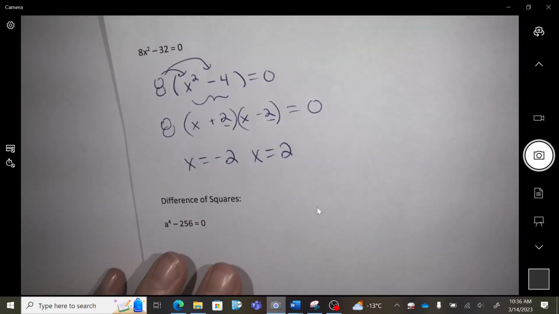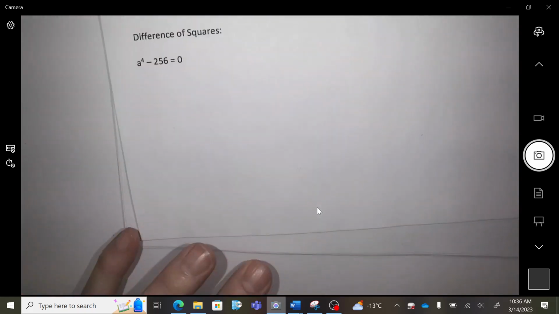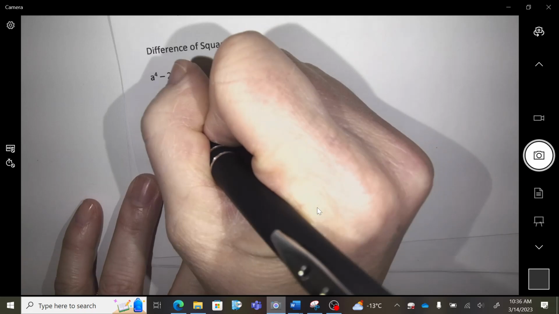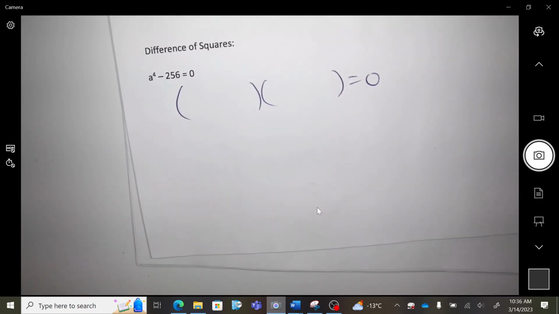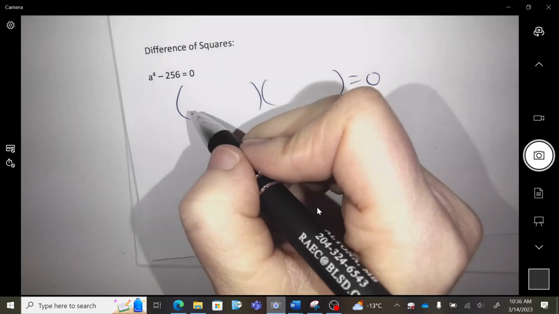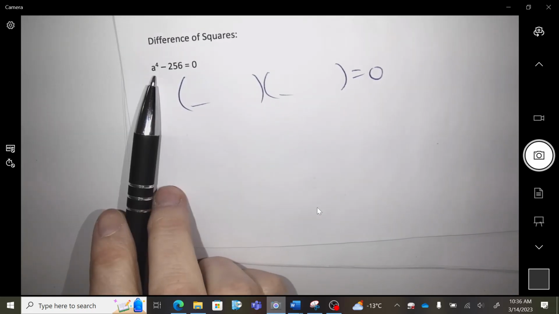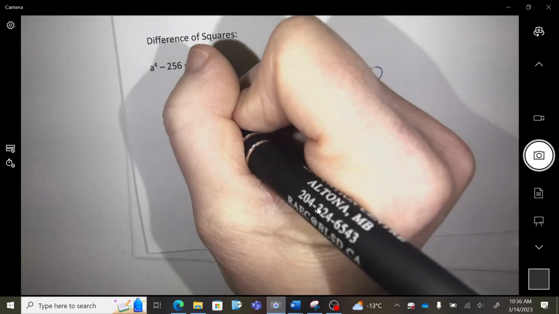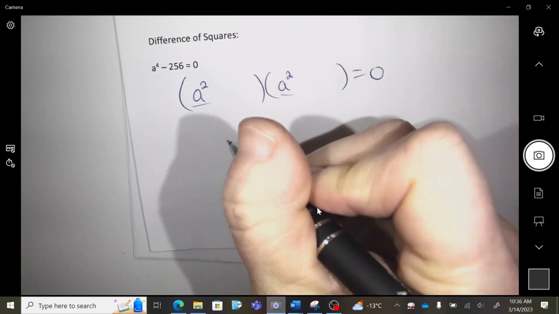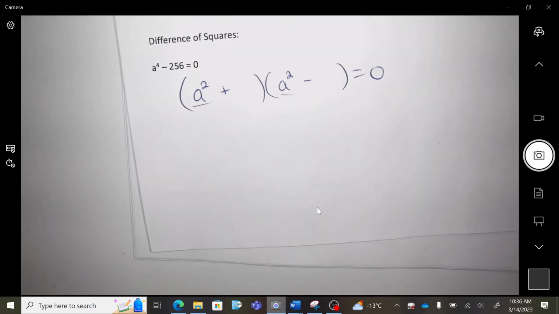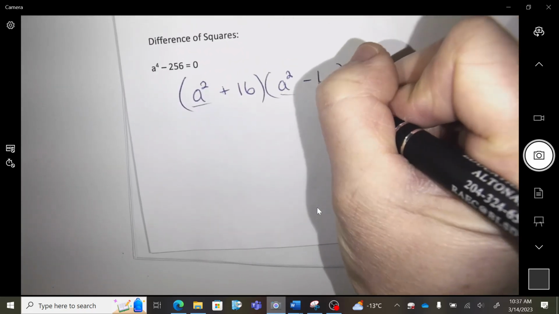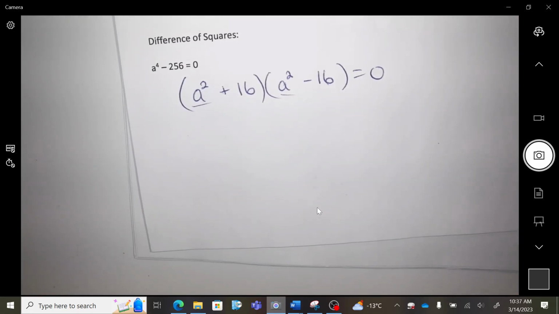Okay, and the last example today. So this one is a difference of squares, so give me 2 brackets. What times what makes a to the fourth? A squared and an a squared. Plus minus, you okay with me doing that? Does that make sense with the difference of squares? It's always plus minus. What times what? What's the square root of 256? 16. So plus 16, minus 16.